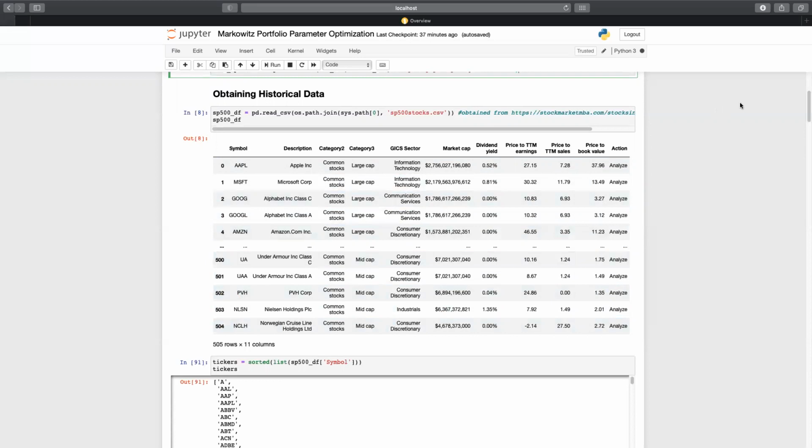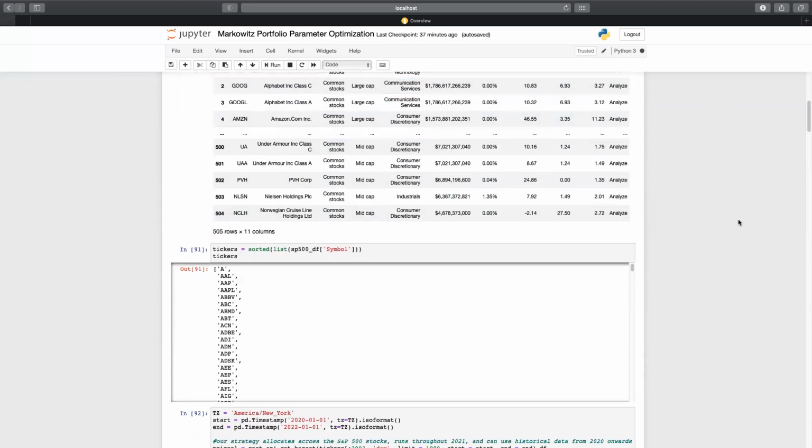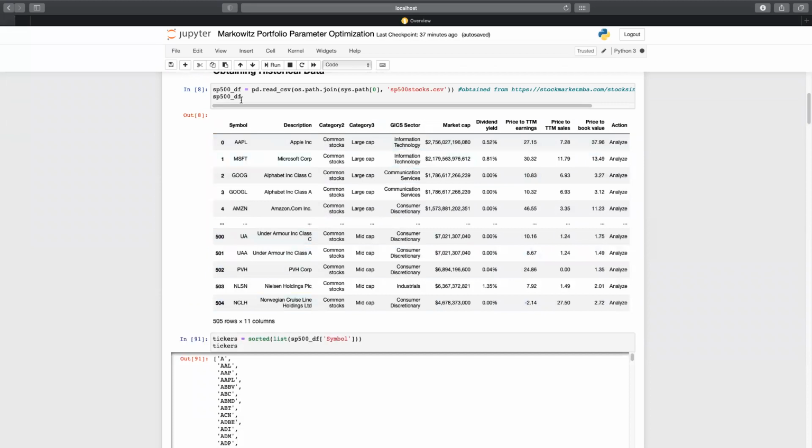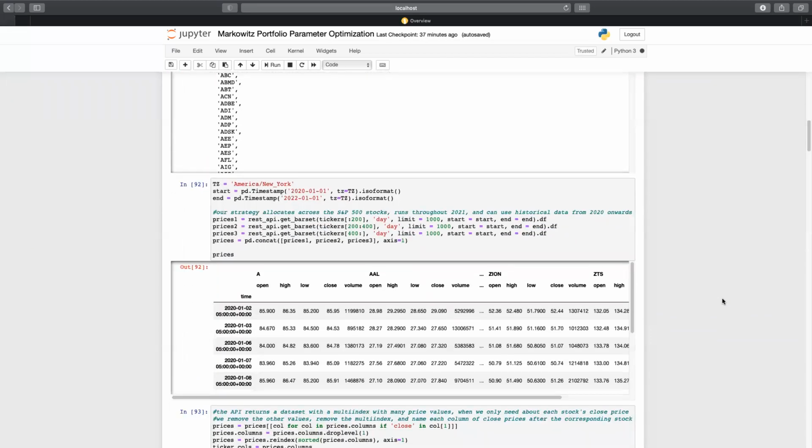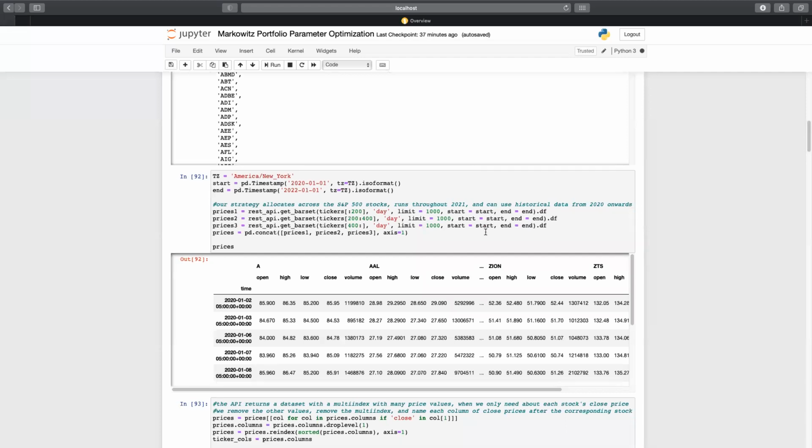We can read in this data frame and then look at the tickers that we get in this column, the names of the different stocks that we'll be looking at. From there, we can use our Alpaca API in order to load in data from the past 2 years, from 2020 and 2021. We're going to be using all this as our historical data.